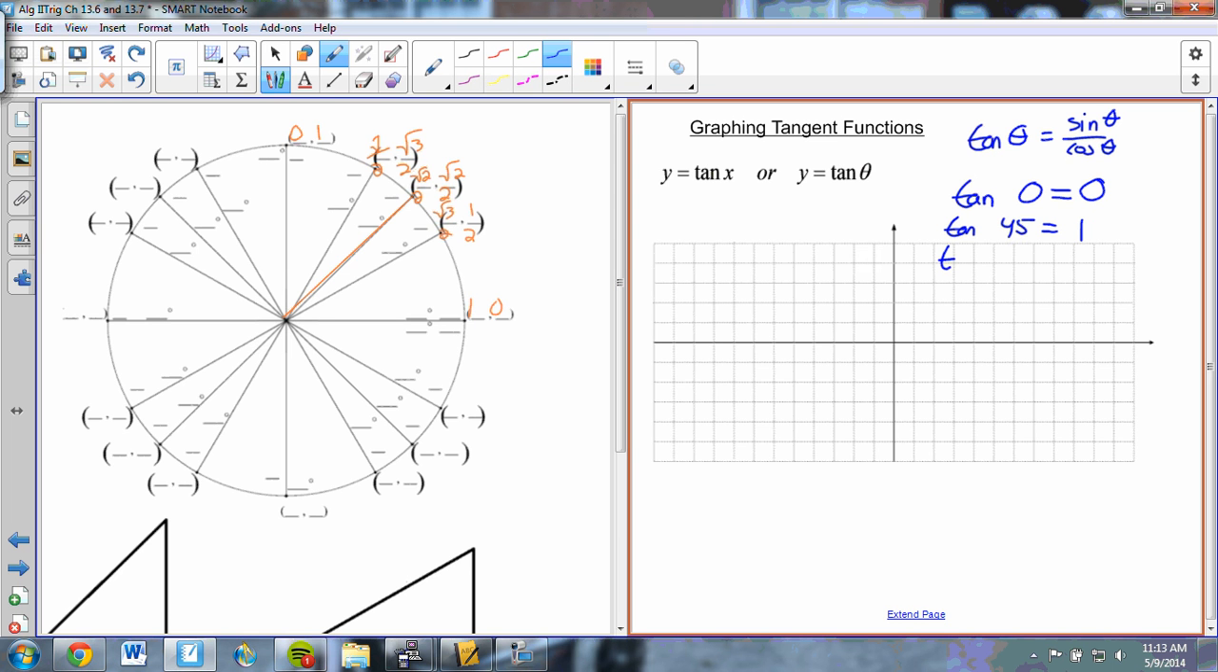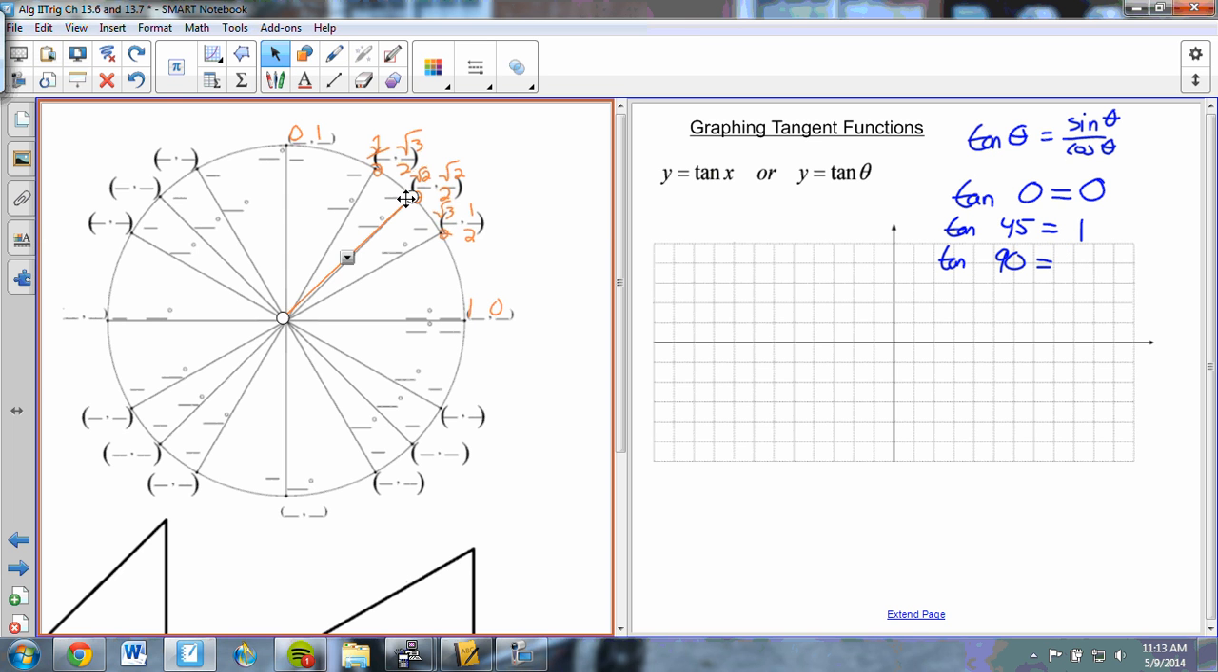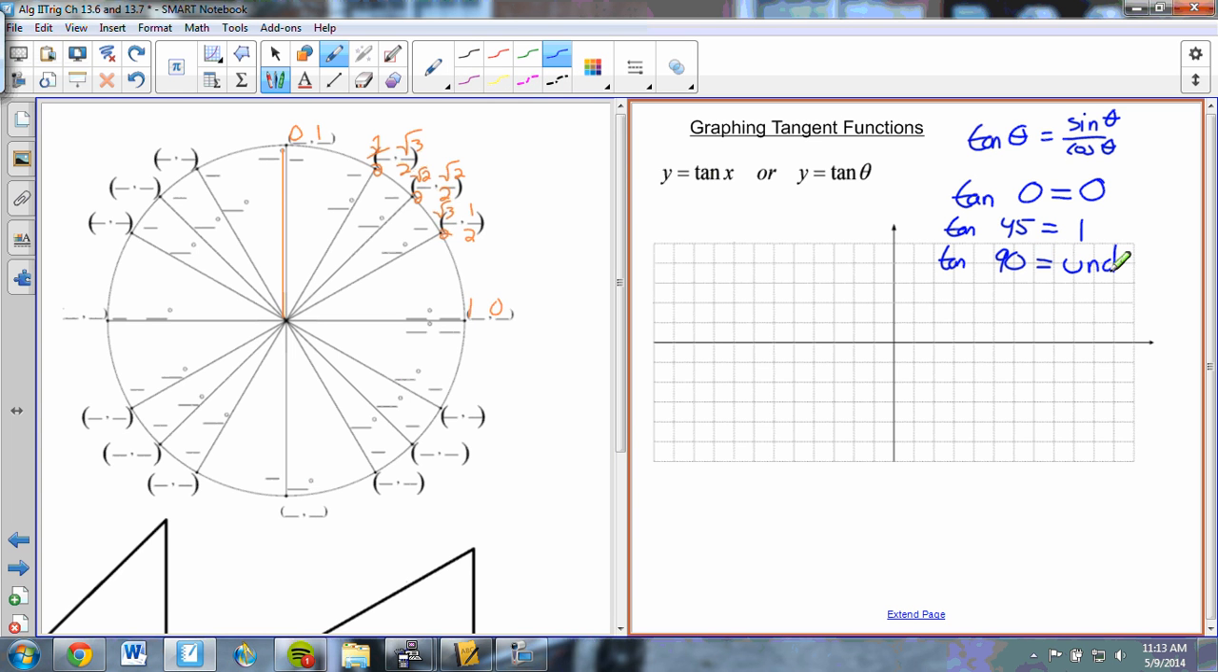How about the tangent of 90? That one's undefined. That's 1 divided by 0. It's undefined. Whenever you have something undefined, that's where we see asymptotes in graphs. So tangent has an asymptote at 90.